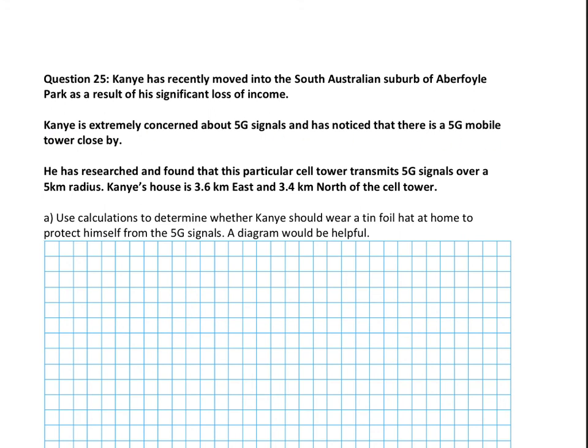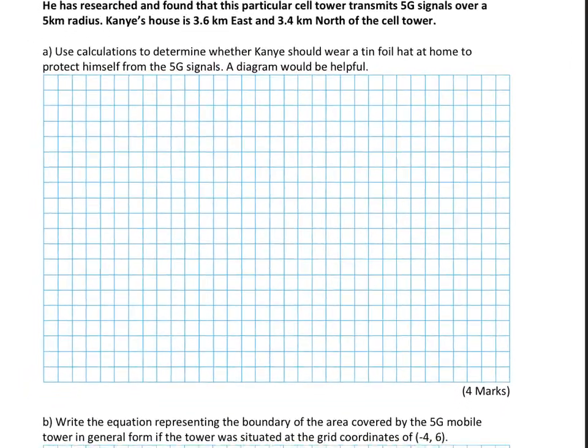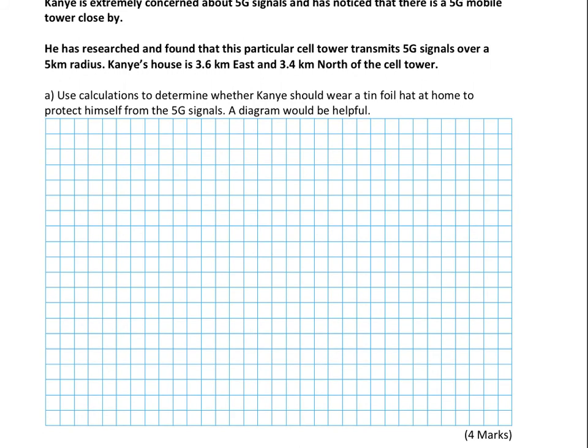Wonder how that happened. Kanye is extremely concerned about 5G signals and has noticed there's a 5G mobile tower close by. He's researched and found that this particular cell tower transmits 5G signals in a 5-kilometre radius. Kanye's house is 3.6 kilometres east, 3.4 kilometres north of the cell tower. Use calculations to determine whether Kanye should wear a tinfoil hat at home to protect himself from the 5G signals. A diagram would be helpful.